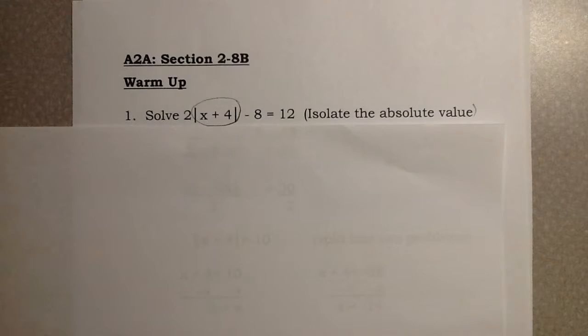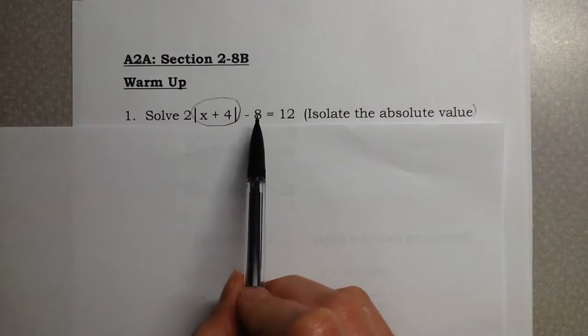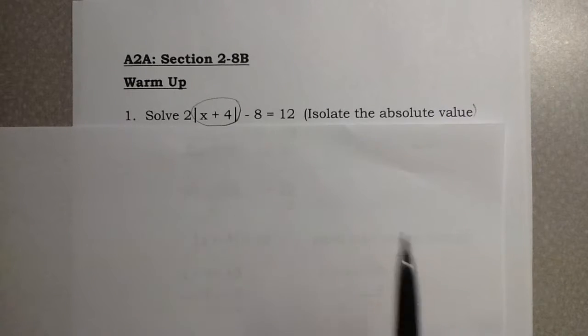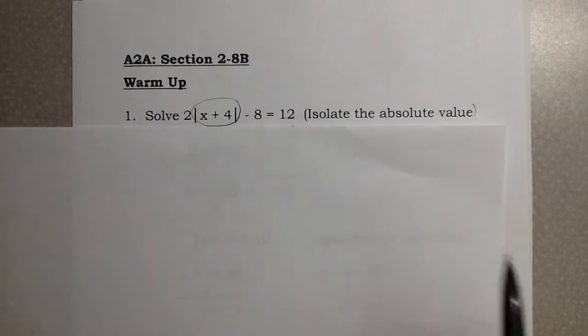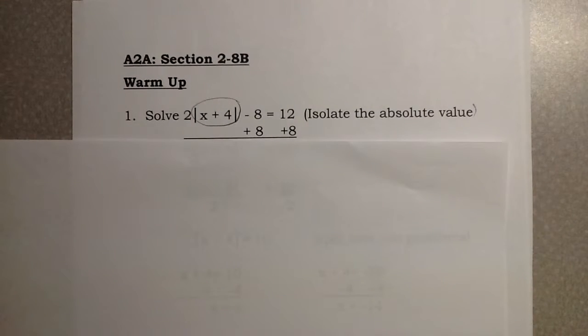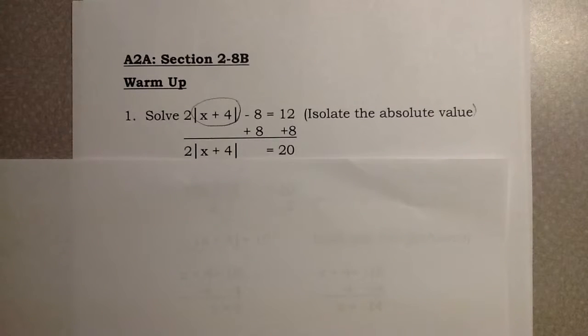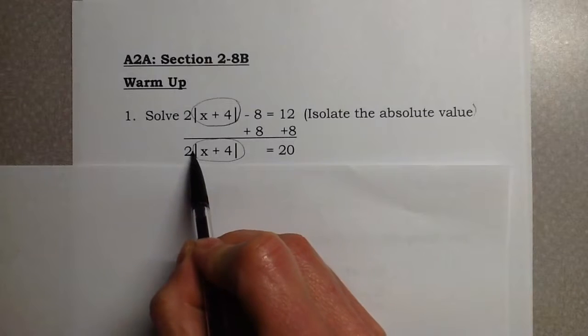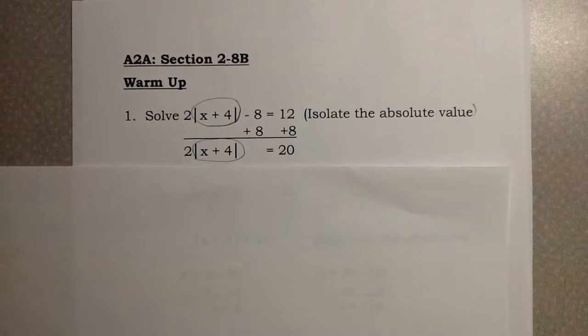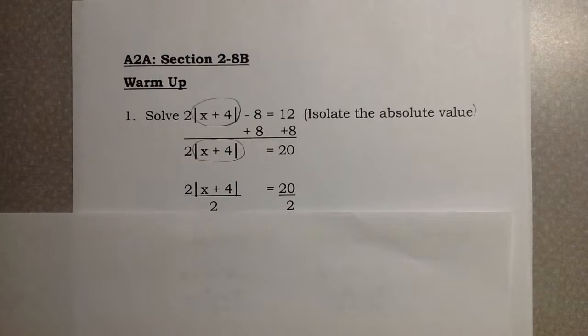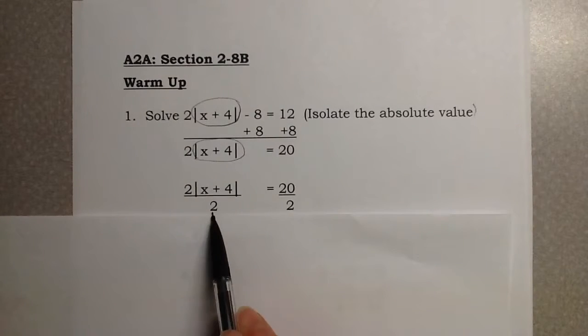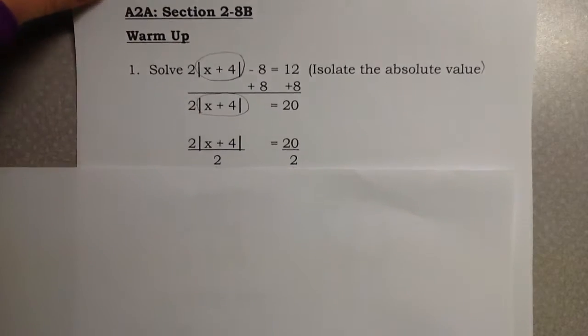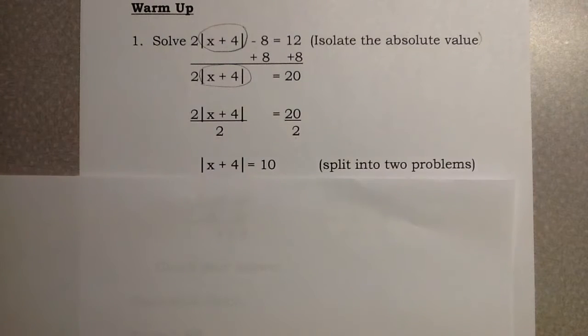Okay, isolating the absolute value sign means that we need to first get rid of this minus 8. So we need to do the opposite operation to move it to the other side, which means we need to add 8 to both sides. So adding 8 to both sides, you're going to end up with 2 times the absolute value of x plus 4 equals 20. Okay, absolute value sign is still not by itself. Now this is multiplying by 2, so we need to do the inverse operation, which means we need to divide by 2. So dividing both sides by 2 will get the absolute value sign by itself.